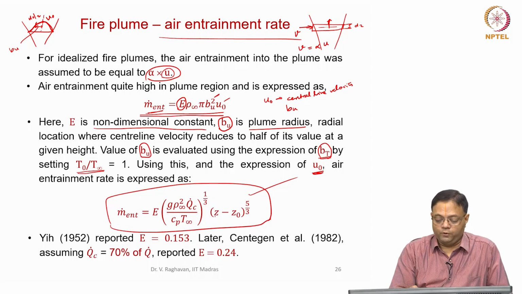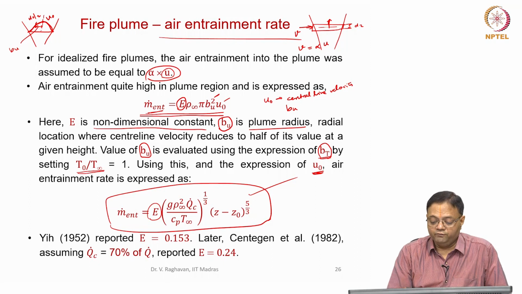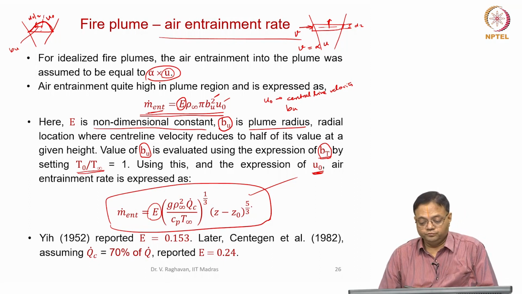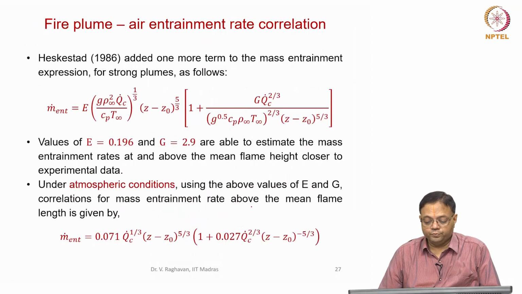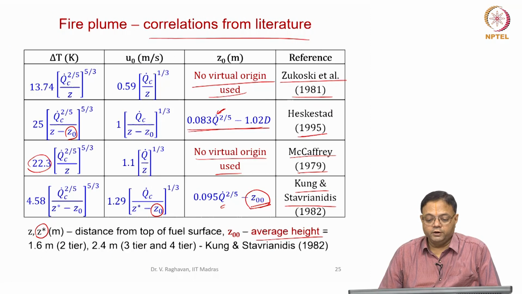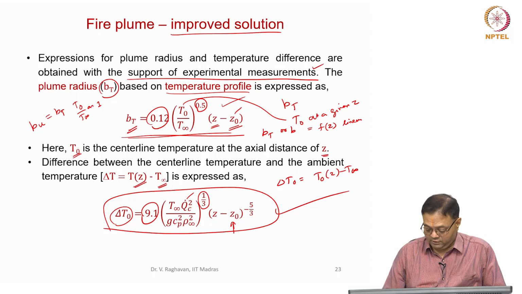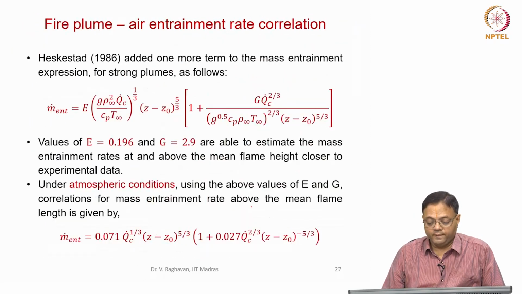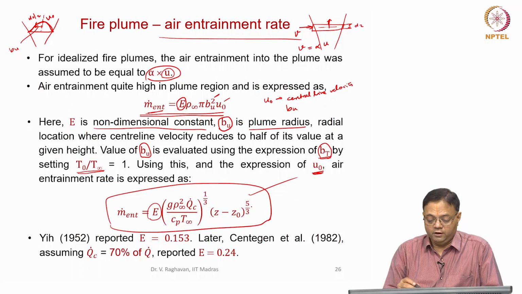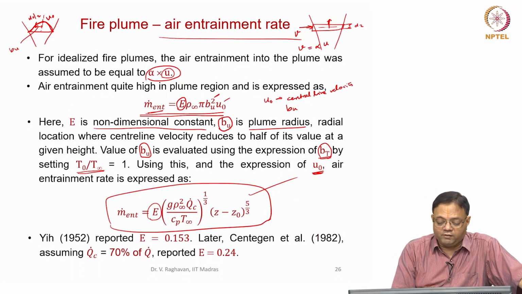By substituting these two, I can get the mass entrainment rate as E, a non-dimensional empirical constant, into g rho infinity squared q dot c by c p t infinity whole power 1 by 3 into z minus z naught power 5 by 3. Okay. Here, this bt expression, and if you use this you will get this. Okay. Now what is the value of E?